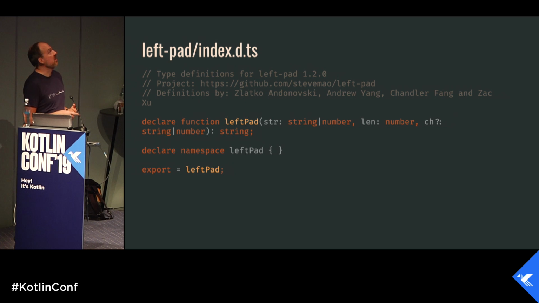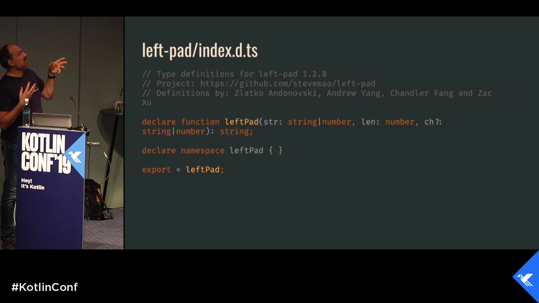So what we have here is index.d.ts, and Dukat only works on the TypeScript definitions, the type definition files for npm libraries. So there needs to be a .d.ts file somewhere in that library. It will take this one and read it and say, okay, we got a function that's called leftpad that has either a union type of string or number, length, which is a number, a nullable parameter that can be a string or a number, and it returns a string.